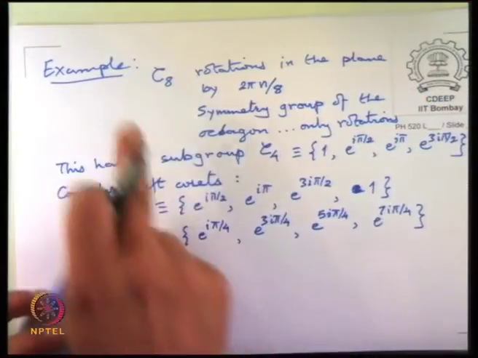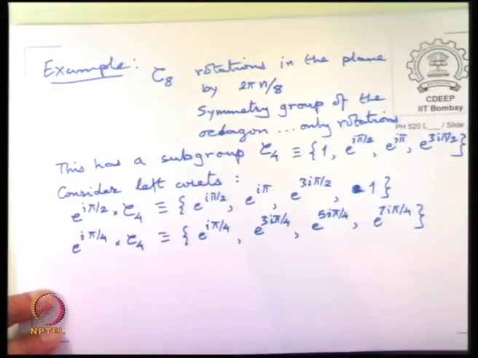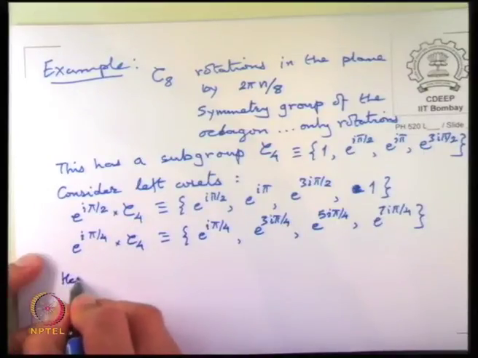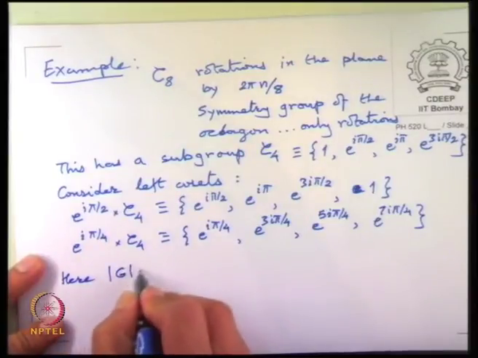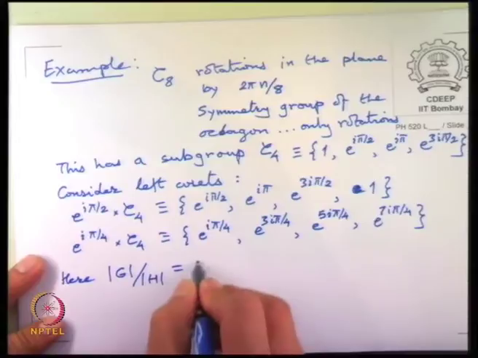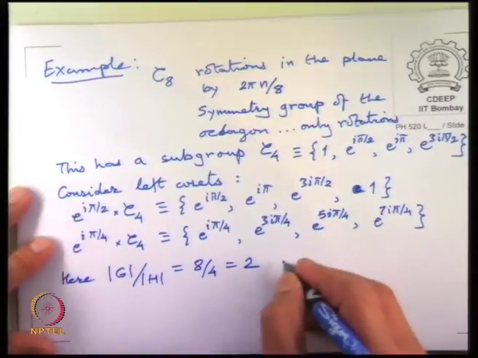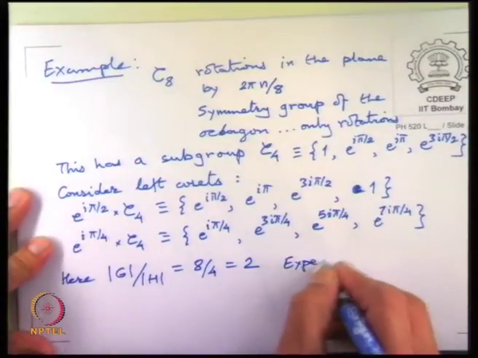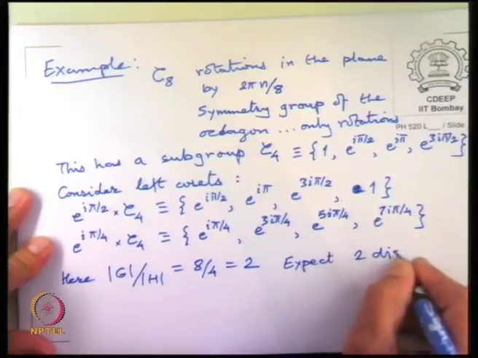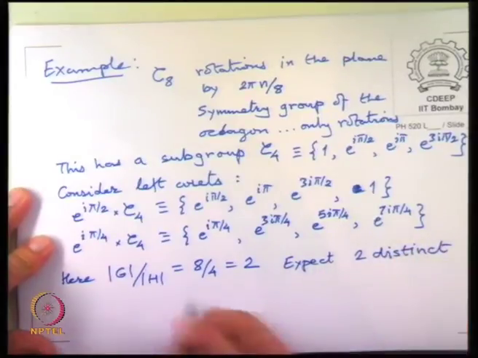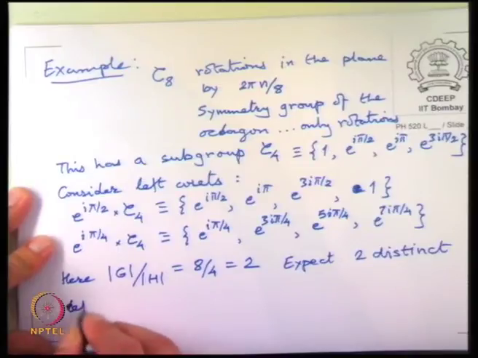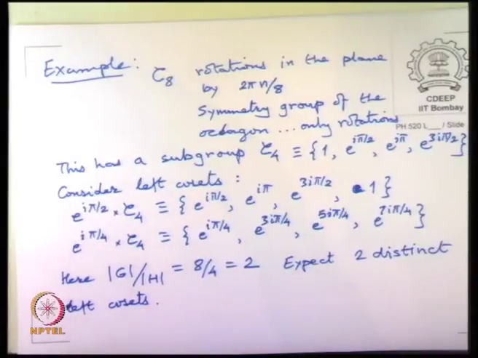Now clearly the order of C8 is 8 and the order of C4 is 4. The fraction we get is 2. And so we expect two distinct left cosets. And in fact we have exhausted both of them here.